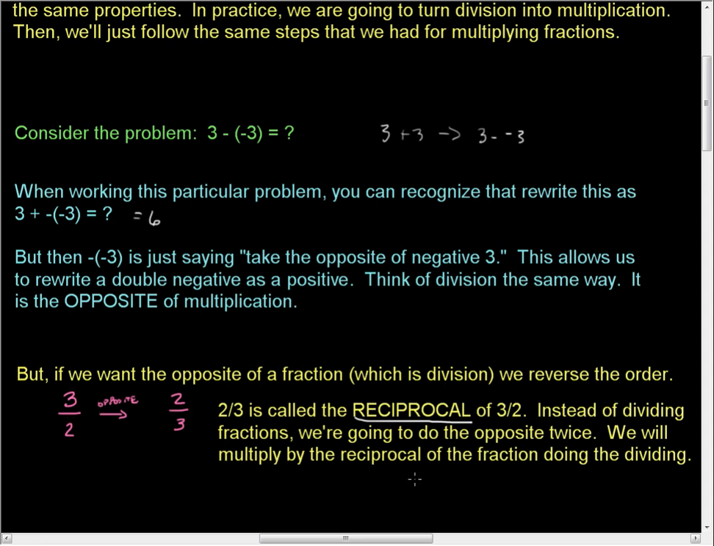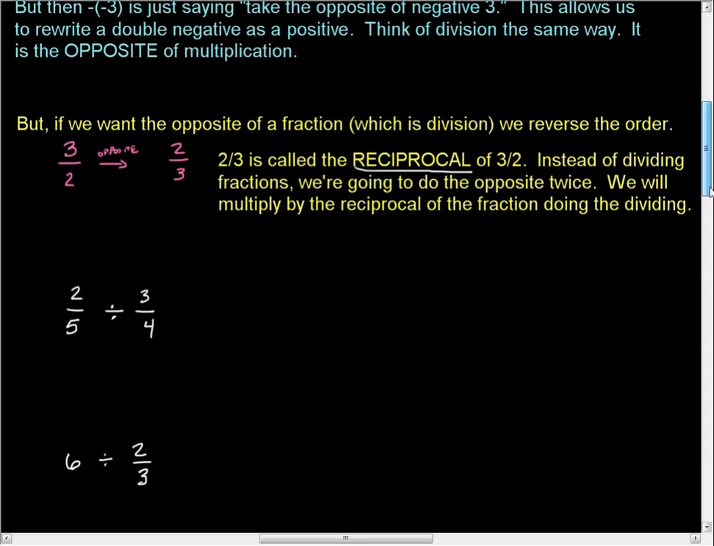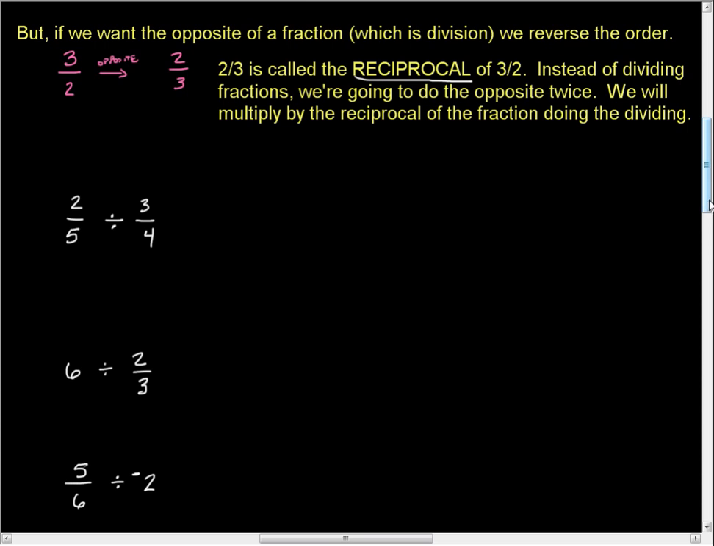We'll multiply by the reciprocal. So instead of dividing, the example I gave up here is 3 plus 3, and we're going to rewrite it. Instead of doing one operation, we're actually going to do 2. And that's going to make our job easier. Because remember, division is the inverse of multiplication. So let's try this out.